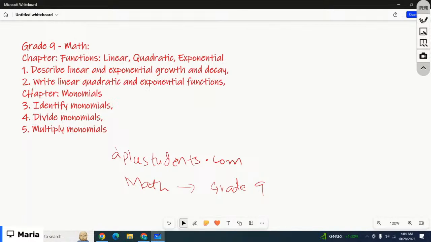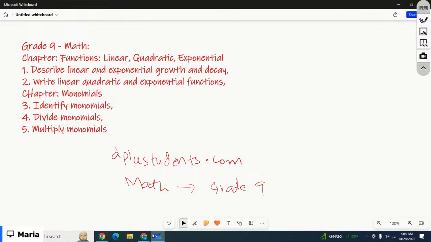We're going to start with the chapter functions, linear, quadratic, exponential. The lessons we're going to cover are describe linear and exponential growth and decay, and write linear, quadratic, and exponential functions. Then we're going to start a new chapter, monomials, and the lessons we will cover today are identify monomials, divide monomials, and multiply monomials. So let's start with the chapter functions, linear, quadratic, and exponential.